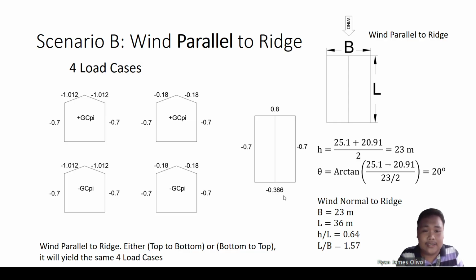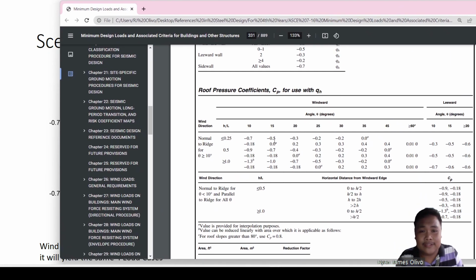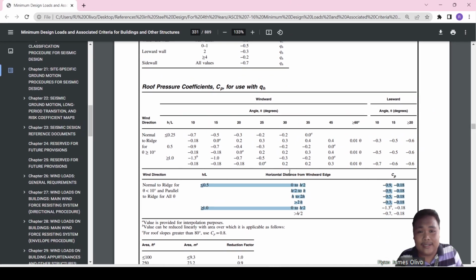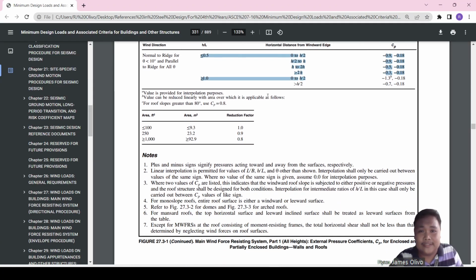Sorry, no. H over L. Sorry, I'm looking about this one. So just look here. Okay, Yan. Since it's 0.64, it's between 0.5 and 1.0. So that means it's between negative 0.9 and negative 1.3. So our value for 0 to h over 2 is between negative 0.9 and negative 1.3.